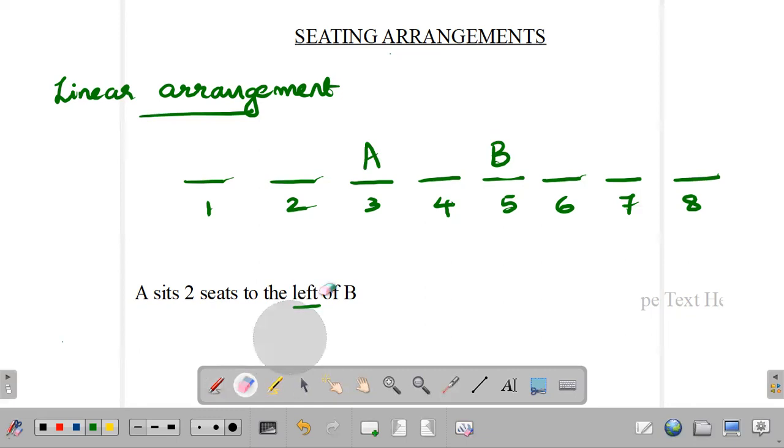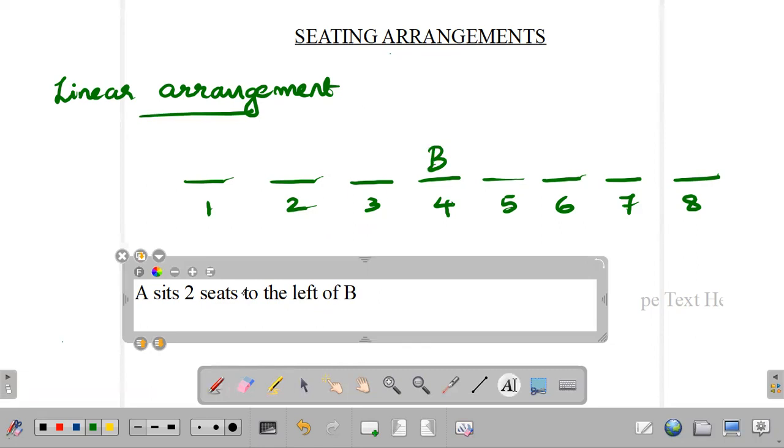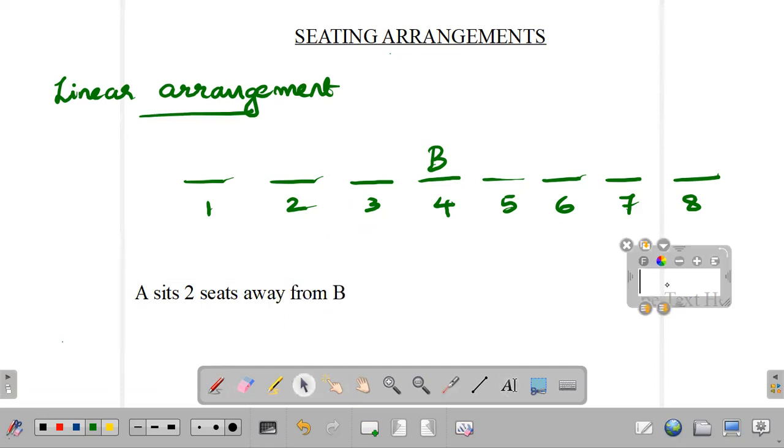Now let me tell you another insight. Suppose B is in seat number 4. Now the input I am sharing with you is that A sits 2 seats away from B. When I say away from B, I am not committing whether it is to the left or to the right, so both are likely. Please tell me, among the available seats, where will A sit?